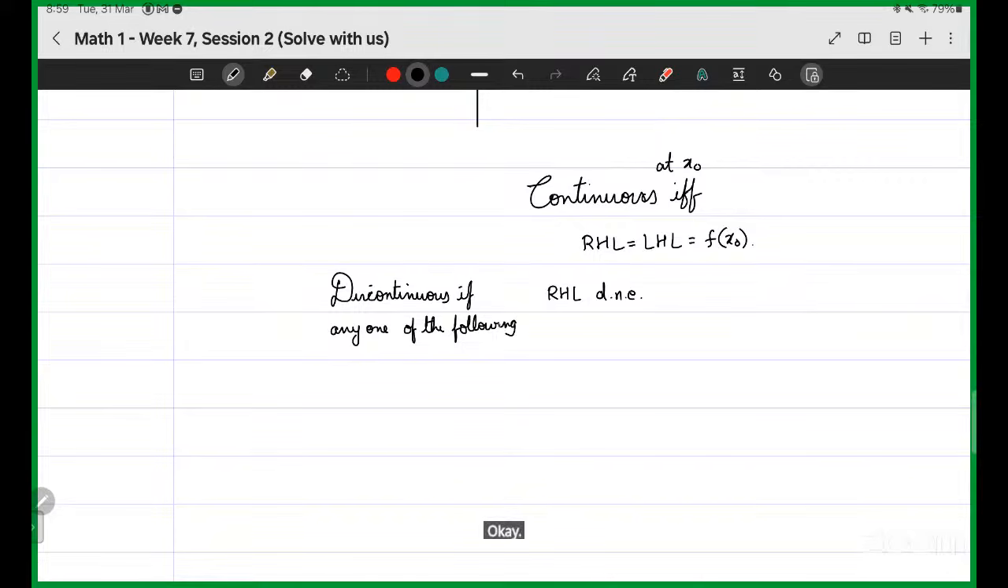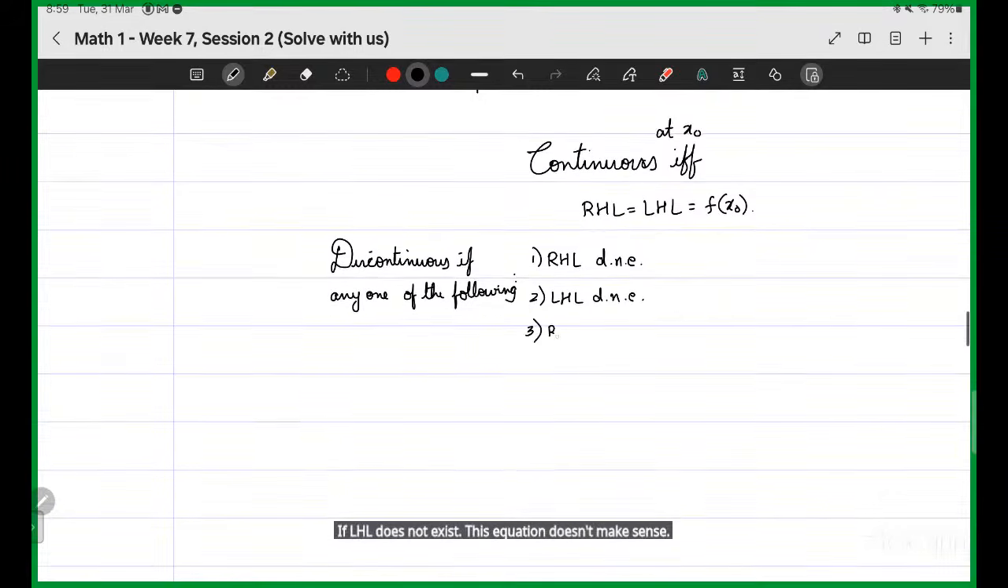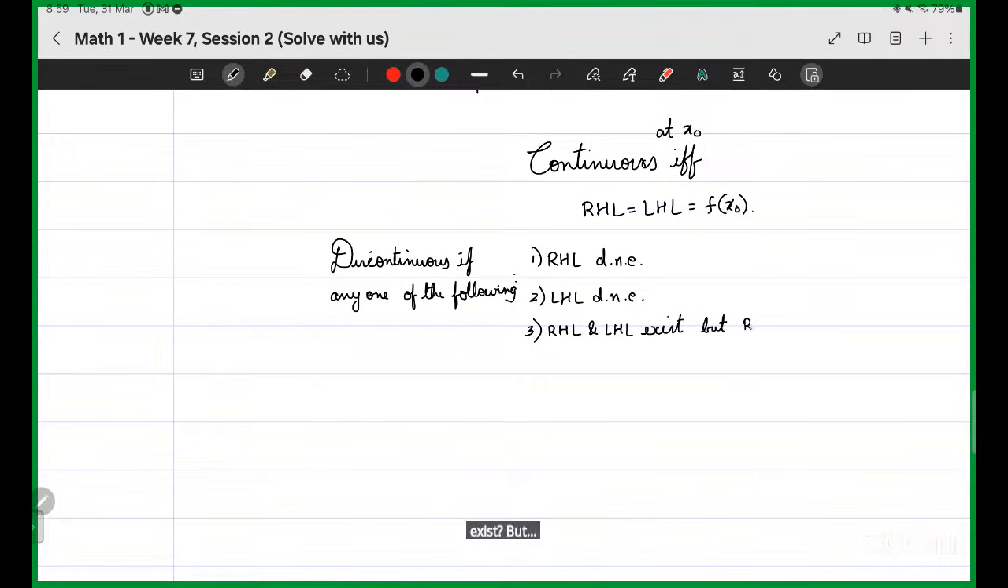Okay, so one is RHL does not exist. Then this equation doesn't make sense. If LHL does not exist, this same equation doesn't make sense. Another case is RHL is not equal to LHL. So RHL and LHL exist, but RHL is not equal to LHL. Then this continuity condition is not satisfied.